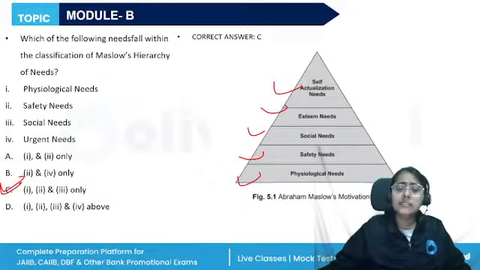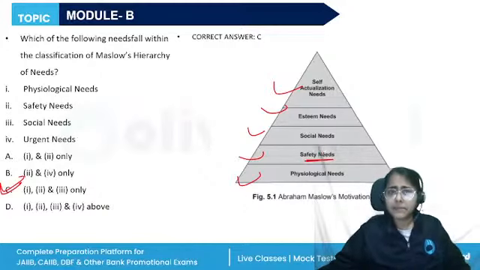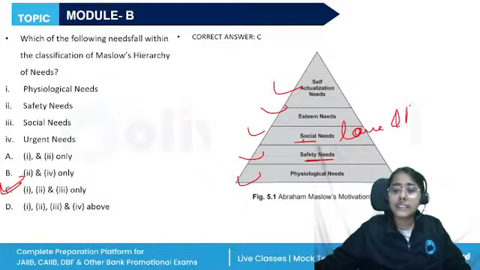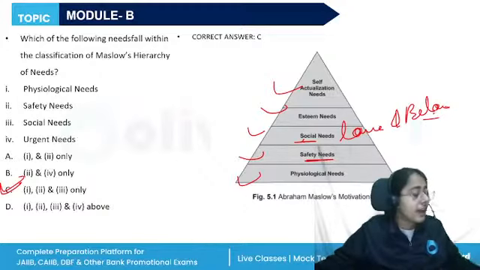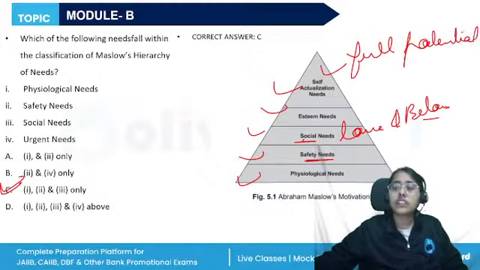Physiological needs are the basic needs like food and clothing, drinking water, a safe place to live. Safety needs means a safe area. Our house should be in a locality which is safe from any fire or burglary, anything. Then we have social needs, which are the love and belongingness needs. We need friends and family to share our happiness and sadness with. And self-actualization is where one reaches their full potential.